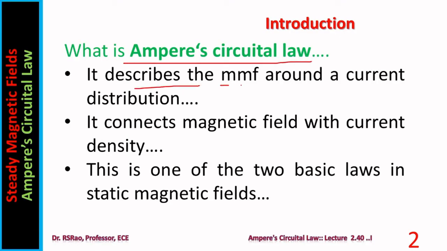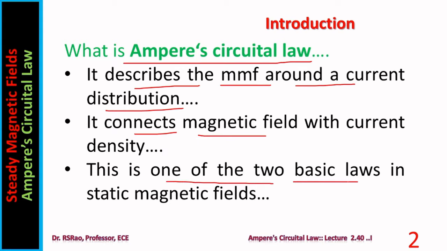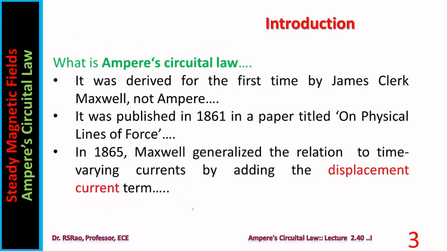It describes MMF around a current distribution. MMF means H.dl. It connects magnetic field with current density. This is considered to be one of the two basic laws in static magnetic fields. It was derived for the first time by James Clerk Maxwell, not Ampere. It was published in 1861 in a paper titled On Physical Lines of Force. In 1865, Maxwell generalized the relation to time-varying currents by adding the displacement current term to the equation.